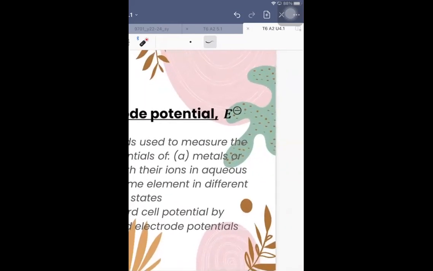Now, standard electrode potential. Describe the methods used to measure the standard electrode potential of A, metals or non-metals in contact with their ions, and B, ions of the same element in different oxidation states. Later on, calculate a standard cell potential. So there are two things here, standard electrode potentials and standard cell potential. There is a difference.